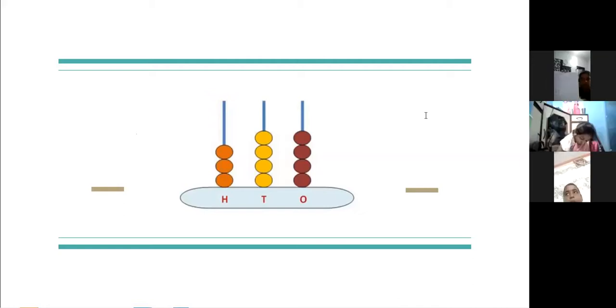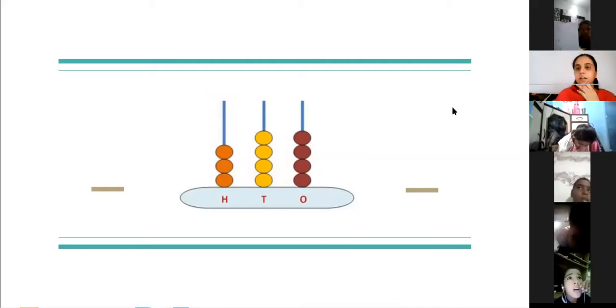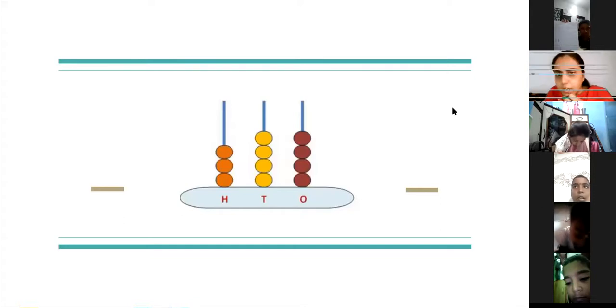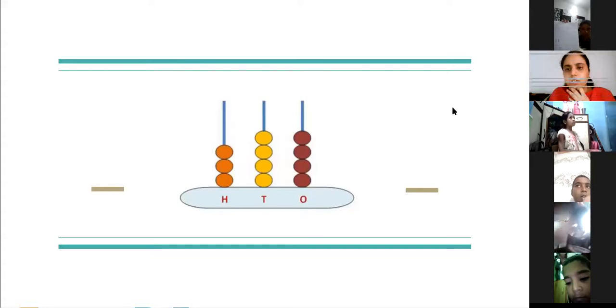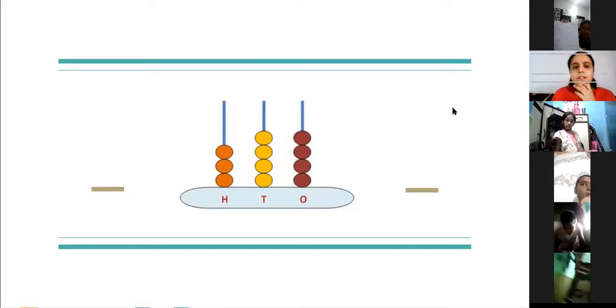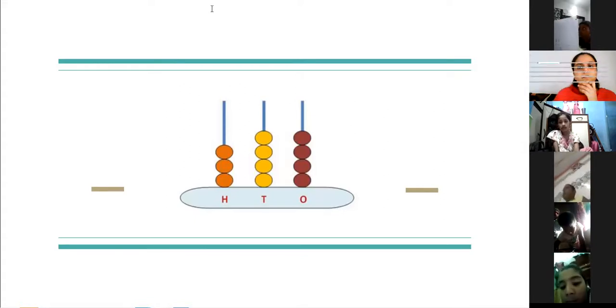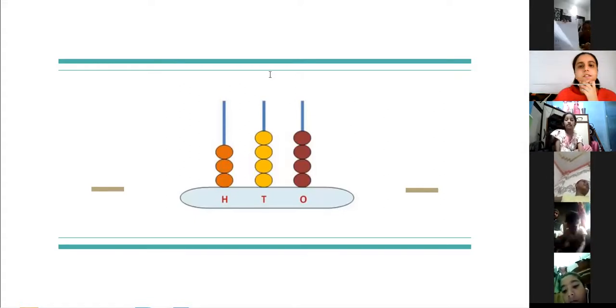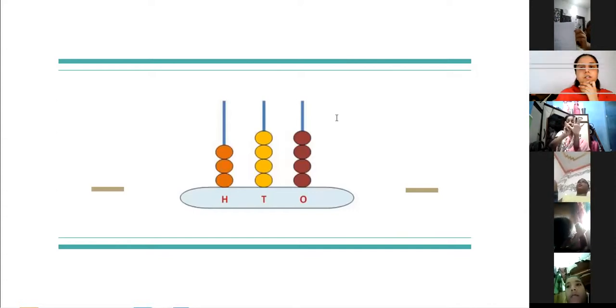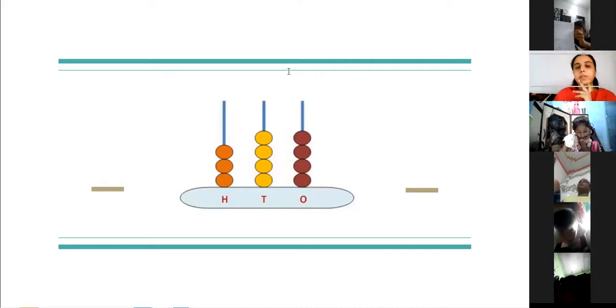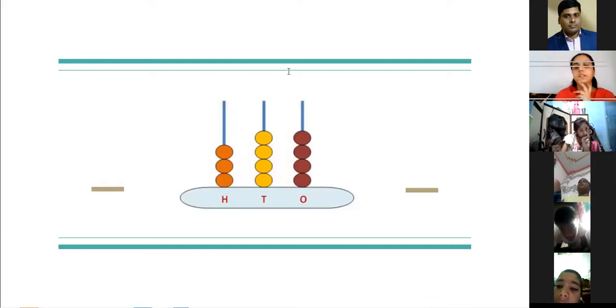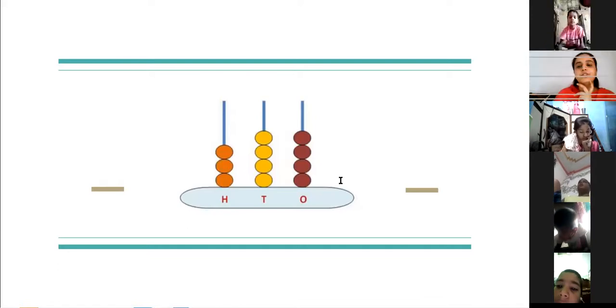All right. Waiting for everyone to complete this and show us. Joy has done this for the new number. So how many beads are there, Joy, in the tens place? How many beads have you drawn on the tens place? The number was 263. So how many beads will be there in the tens place? 6. Correct. Joy, please check it again.